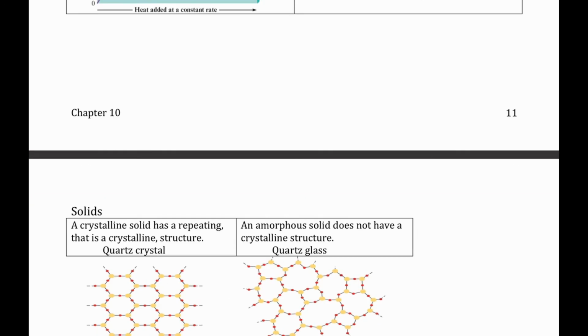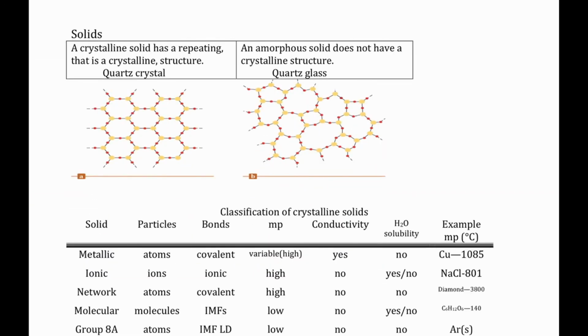Now we're getting into the section on solids. Solids can be divided into 2 categories. A crystalline solid has a repeating, that is, crystalline structure. So there would be some kind of a repeating structure in it, like take quartz crystal. And we see that it looks like a bunch of hexagons in the structure. An amorphous solid does not have a crystalline structure, that is to say, does not have a repeating structure.